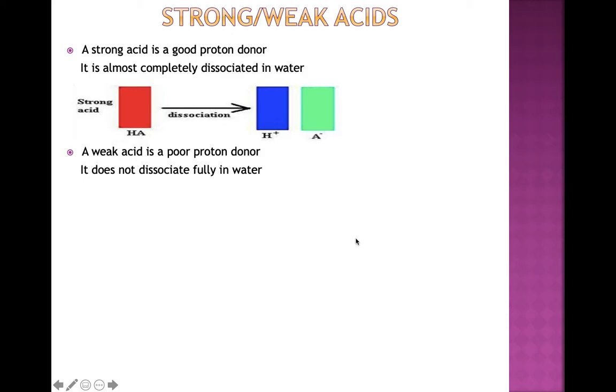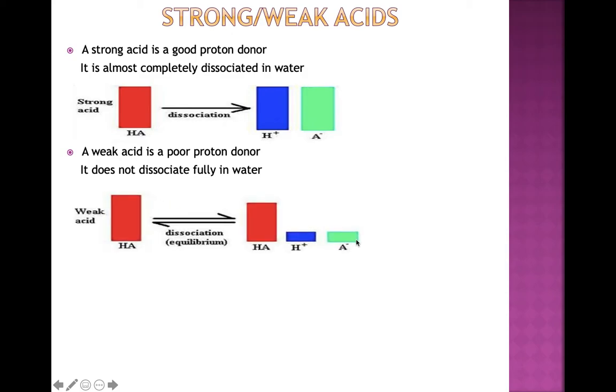Then a weak acid is a poor proton donor, and it doesn't fully dissociate in water. And that could be shown with your HA going to H pluses and A minuses. And you can see there you're showing your two half arrows to show that it's an equilibrium, and it doesn't go that far over to the H plus and the A minus.